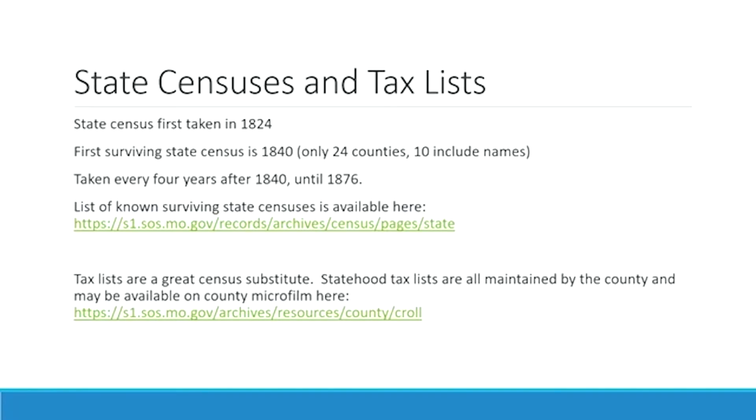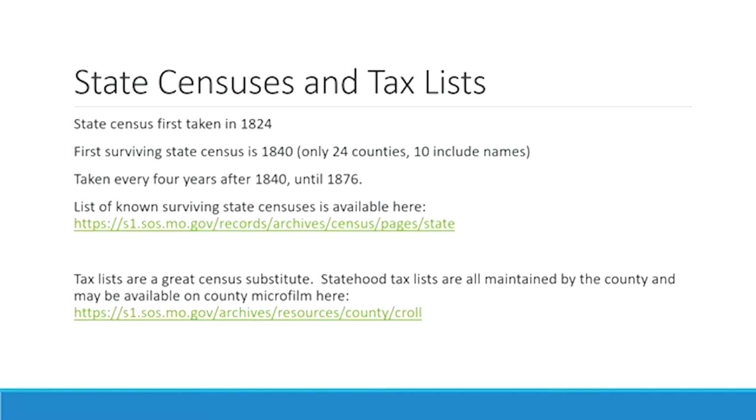Moving on to state censuses and tax lists. State censuses are going to be anything after statehood, which is 1821. The first state census was taken in 1824, but does not survive. The first surviving state census is 1840. Only 24 counties have survived, but only 10 include names. The rest are abstracts and provide the basic information about the count and the number of people specifically.